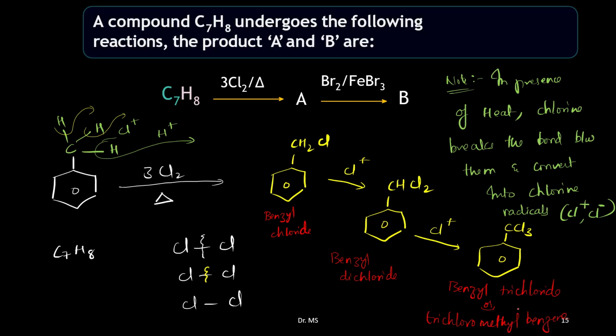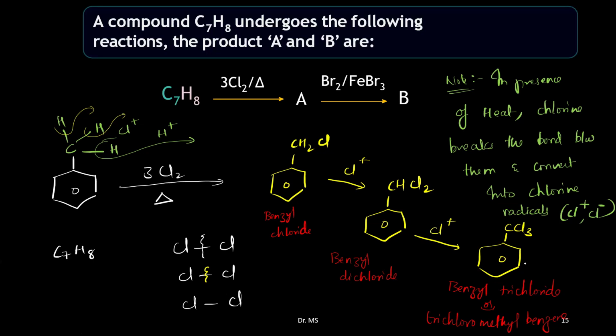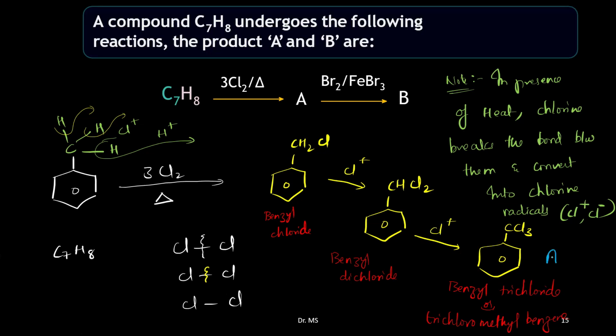Understood? So this is what happens. And finally, you will be getting this product. That product, we call it the big A. So this is the A product that you will finally be getting. The A product is nothing but trichloromethylbenzene, or benzyl trichloride.